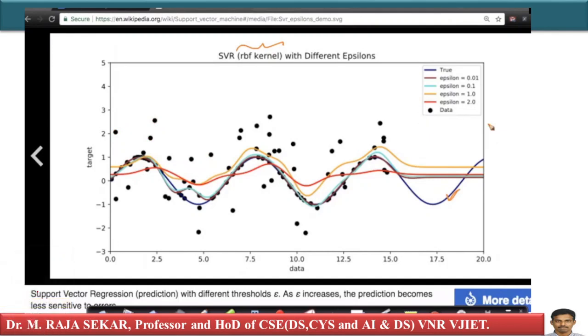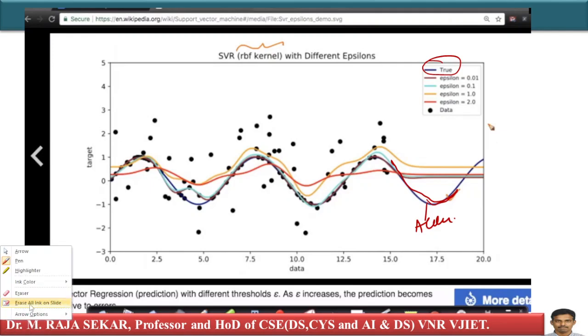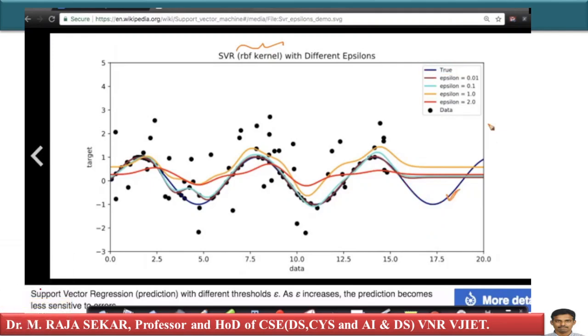Suppose the black dots are my points. The blue line is the actual function. Just see, true means what? This blue line is actual. This is the actual function, of course, with some errors, isn't it? So certainly it is with some errors.